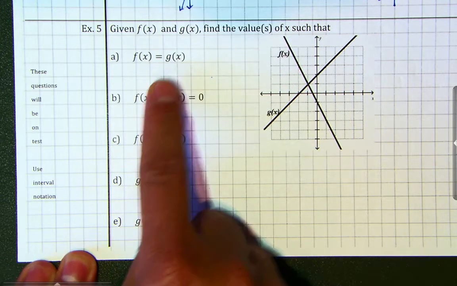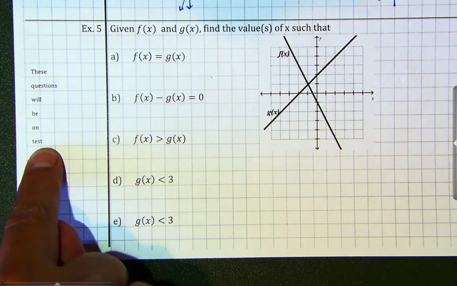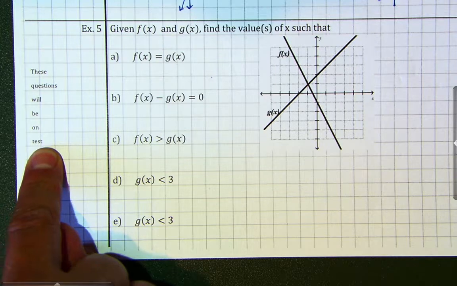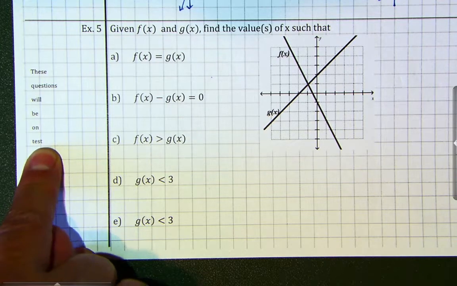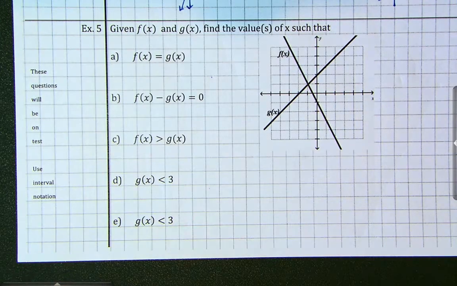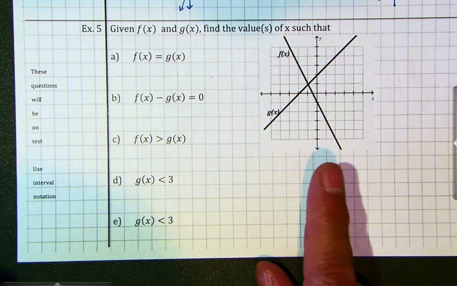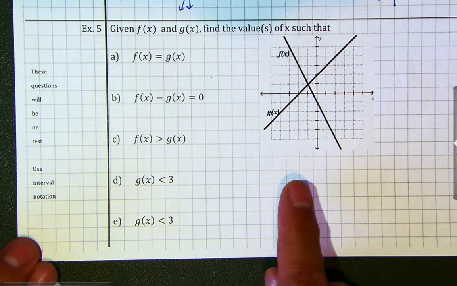Now, if you notice on the left-hand side, I have a few reminders for myself. These questions will be on the tests, and many of you guys will get these questions wrong. You guys have a difficult time understanding your function notation, especially once we go into this type of problems that you've seen back in Algebra 1, Algebra 2, and once again in pre-calculus honors.